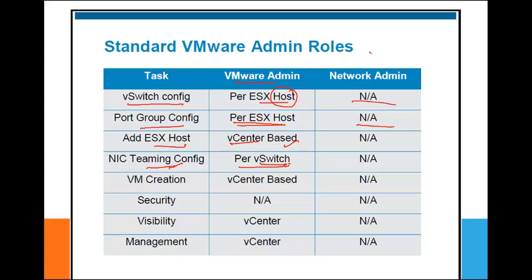You have a vSwitch, a virtual switch, and you have VMs, and you have the hypervisor, and you may have 1 or 2 or 3 physical NIC cards. You do NIC teaming for high availability. Even load balancing can be done, but not now after 1000V. Right, so NIC teaming configuration is per vSwitch. VM creation is purely vCenter based.